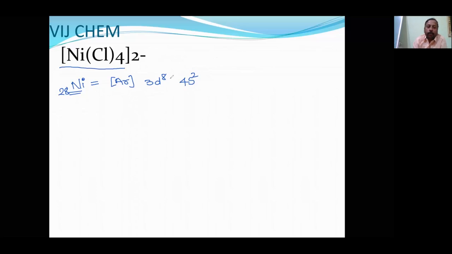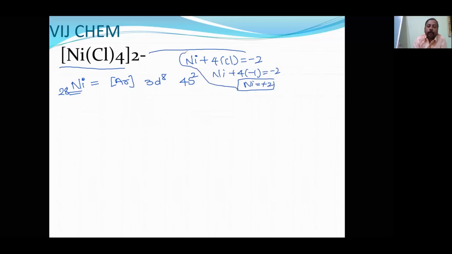Now you have to find out the oxidation number. Oxidation number you have already studied in class 11th, first year. Then nickel plus 4 into chlorine is equal to -2, whatever the charge given here. So nickel plus 4 into -1 is equal to -2. Then you will get nickel as +2. So the oxidation number of nickel is +2. Is it understood? Now I have to write the electronic configuration of nickel +2.